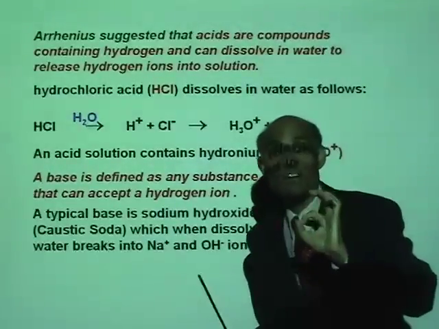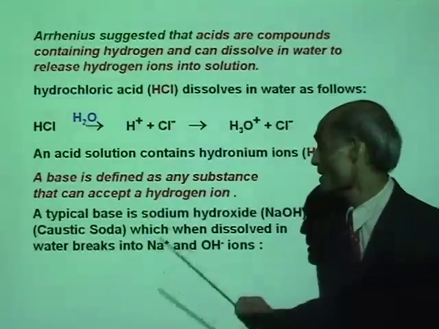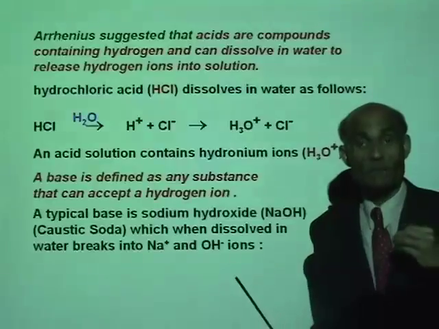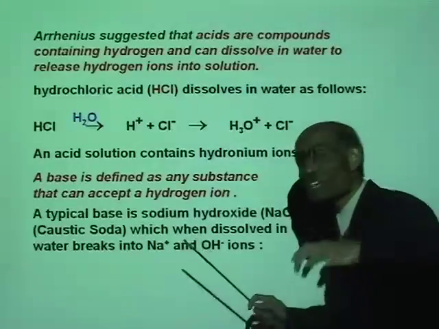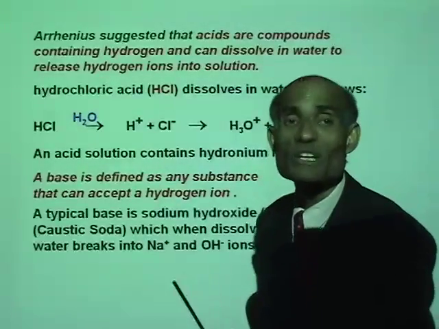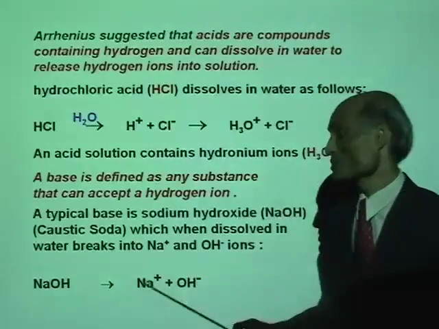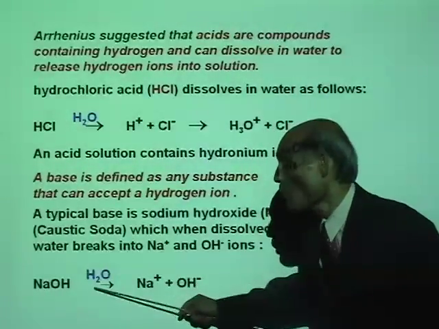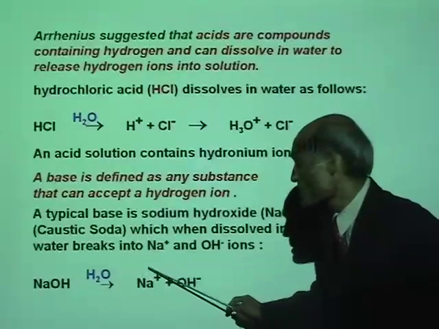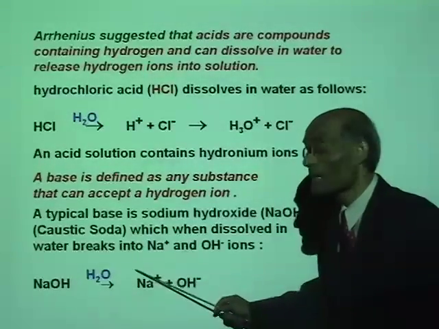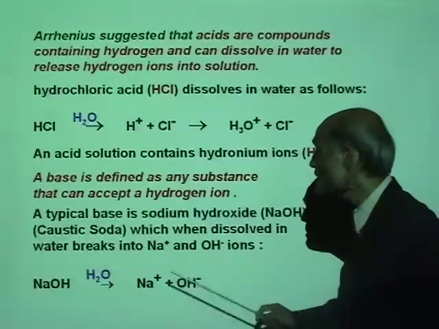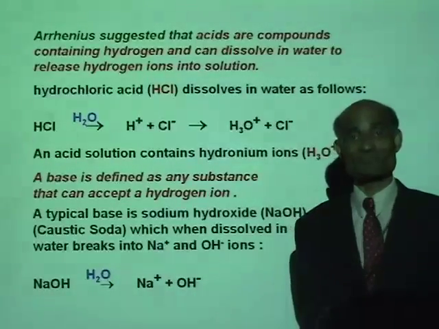Now this is the characteristic of a base. When a base is dissolved in water, OH negative ions go into solution. So NaOH, when dissolved in water, separates into sodium, that is positively charged ions, and OH negative ions.